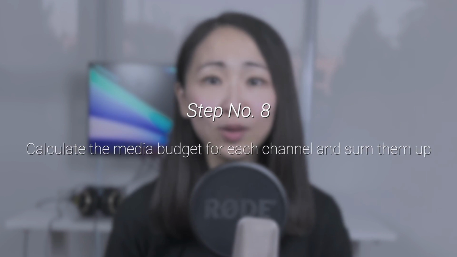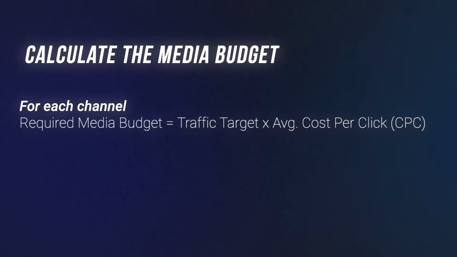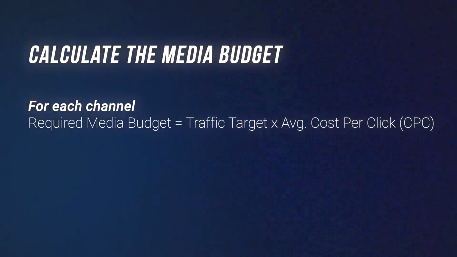Step number 8, calculate the media budget for each channel and sum them up. The final step, you will get the media budget required for each channel by using this formula. Multiply the target number of traffic by the average CPC for that channel.